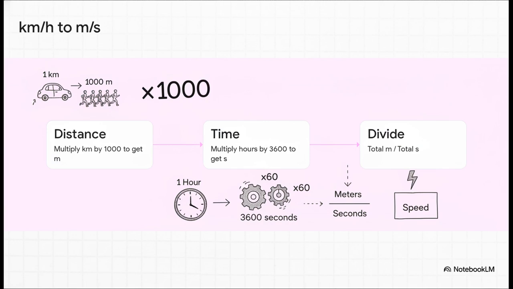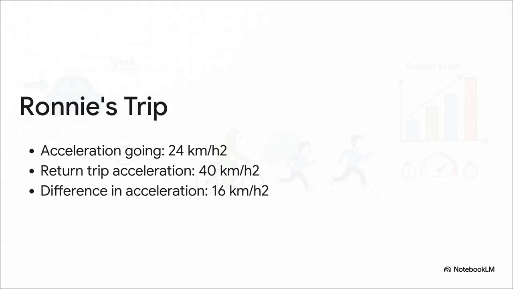So systematically convert the top by multiplying the kilometers by 1,000 to get your meters. Then deal with the bottom. Convert hours to minutes by multiplying by 60, and then to seconds by multiplying by 60 again, which is 3,600 seconds. Finally, just divide your new total meters by your new total seconds. Mastering these conversions is a total game changer for complex word problems.